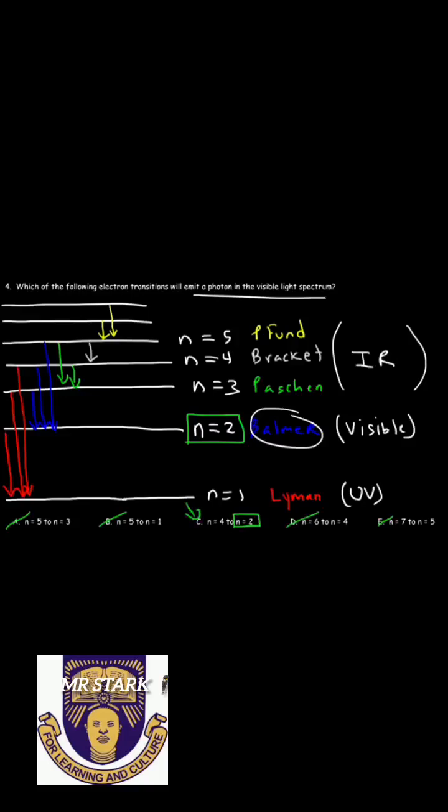So answer choice A is associated with the Paschen series. So this would emit a photon in the infrared region. B is associated with the Lyman series. It ends at n equals 1. So it's going to emit a photon in the UV spectrum. C is going to be visible light. D is associated with the Brackett series. So that's going to be in the infrared region. And E is associated with the Pfund series, which is also in the infrared region.